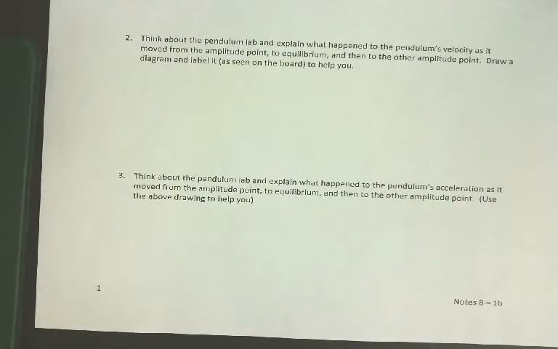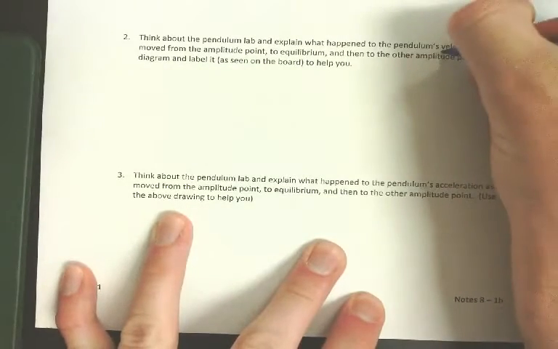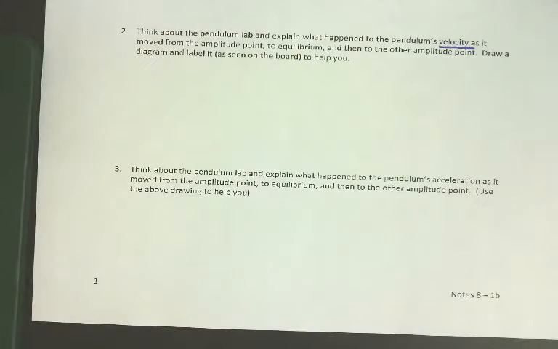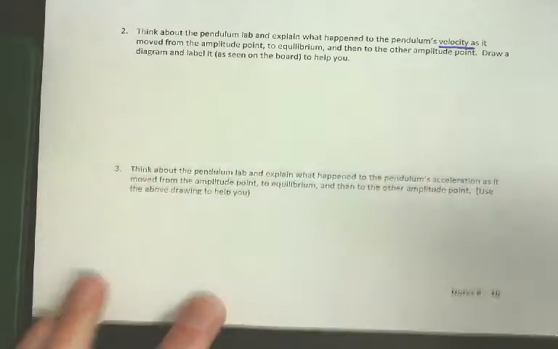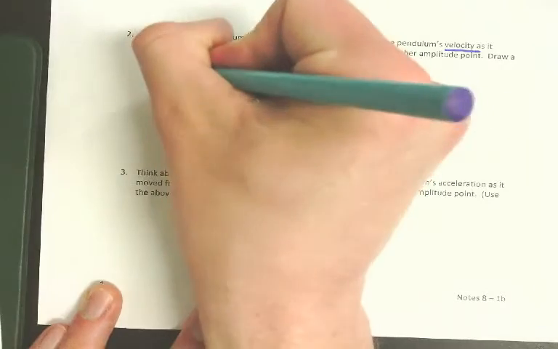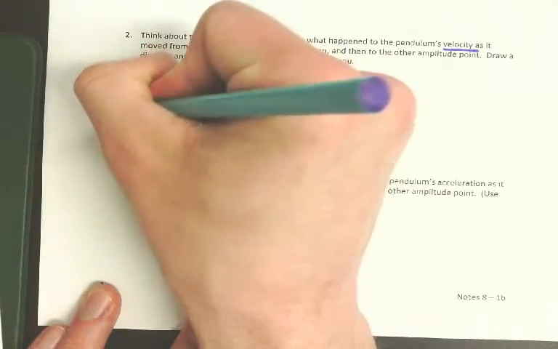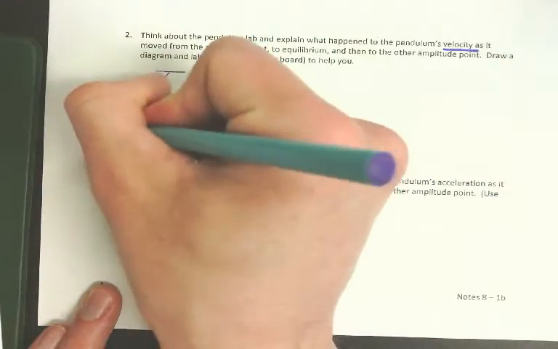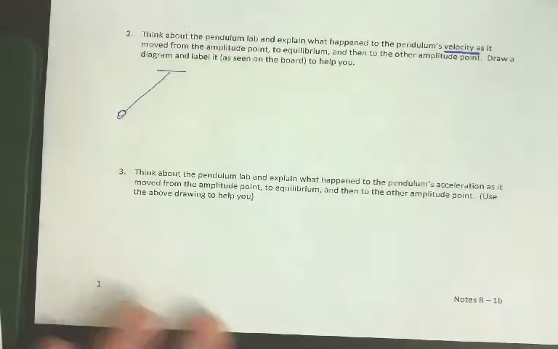Explain what happened to the pendulum's velocity as it moved from the amplitude point to the equilibrium and then to the other amplitude point. Draw a diagram and label it as seen on the board to help you. All right, here's your diagram. Here's the pendulum. It's going to start pulled back as far as I want to the left. We're going to call that position A.